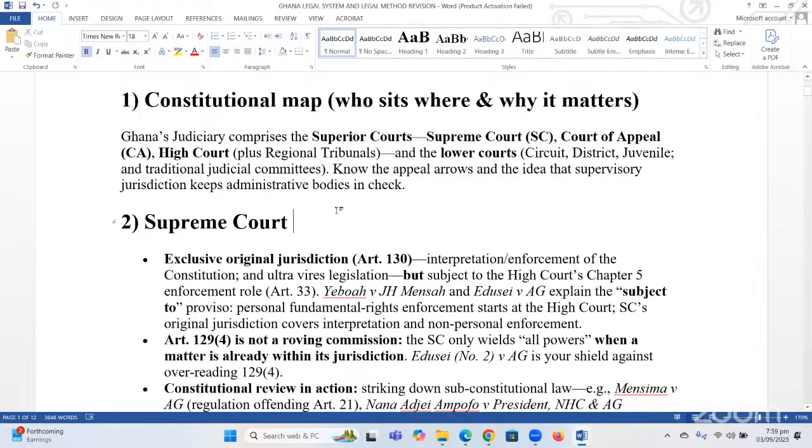So in terms of the jurisdiction or the power of the Supreme Court, we're talking about it a lot, so we will not belabor the point.